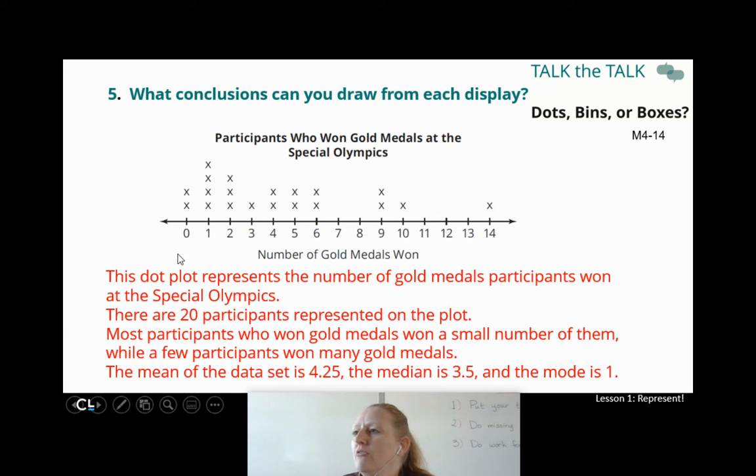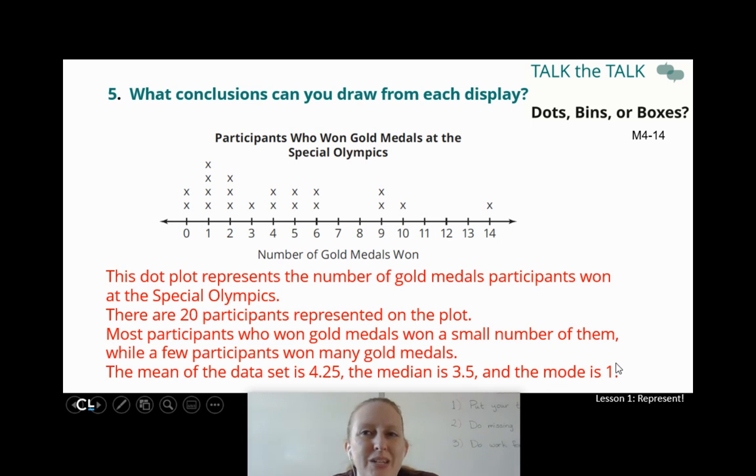If you took it a little further, you could have added all these up and found that the average was 4.25. If you line them all up in order, 1, 2, 3, 4, 5, 6, 7, 8, 9, 10, it looks like the median would be between 3 and 4, right? There's 10 dots here, there's 10 dots there. So the median would have been about 3.5.